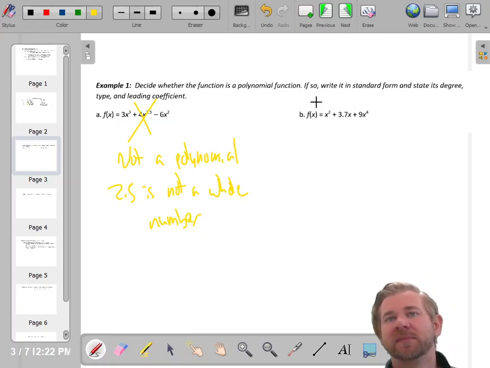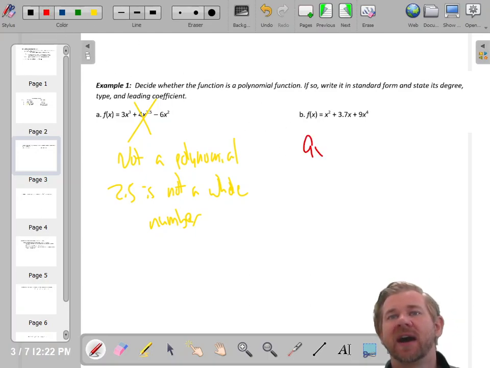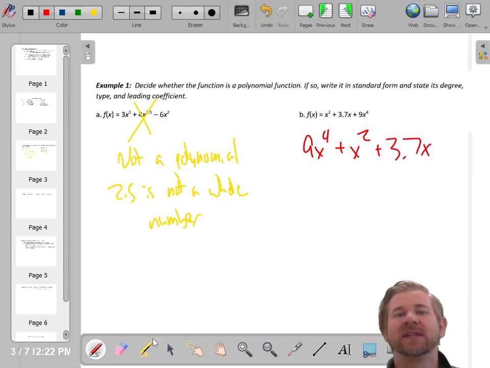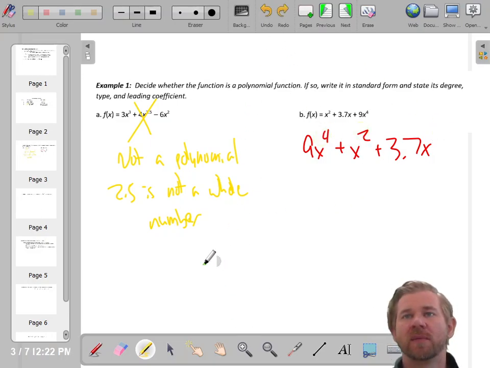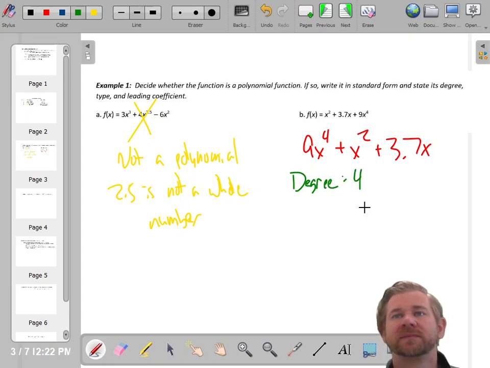But this one is a polynomial because you have exponents 2, 1, and 4. I don't care that 3.7 is a decimal, it's the exponents. Now, to put it in standard form, I would say 9x to the 4th plus x squared plus 3.7x. Descending order: 4, 2, and that's an implied 1. So that's standard form. Its degree is 4, so this is a degree 4 polynomial.